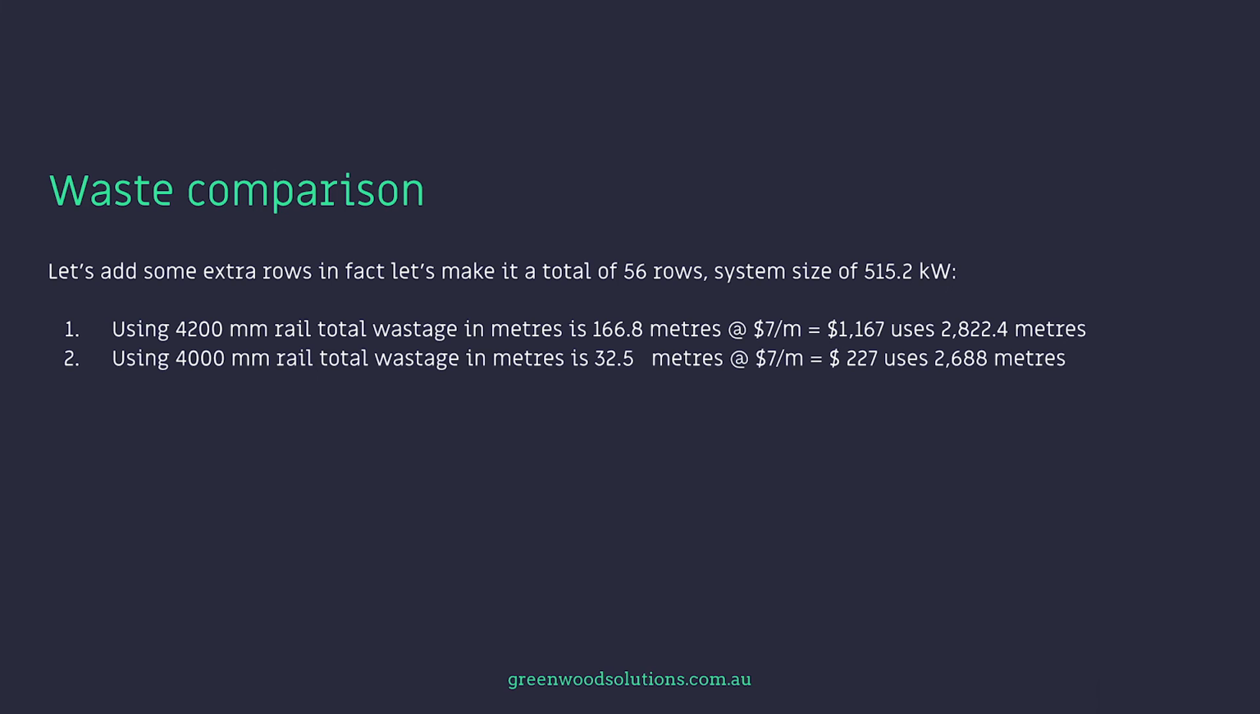Now, if we use the 4,000 mil rail, the total wasted in meters is 32.5 meters. That's a fair reduction. And at $7 a meter, you're talking $227, and we use 2,688 metres. So just by a little bit of decent design, you have saved $940 worth of rail. Now, to calculate the waste, you simply sum up all the waste from top and bottom row and divide by 1,000 to get a metre figure, and then attach a dollar value per metre.